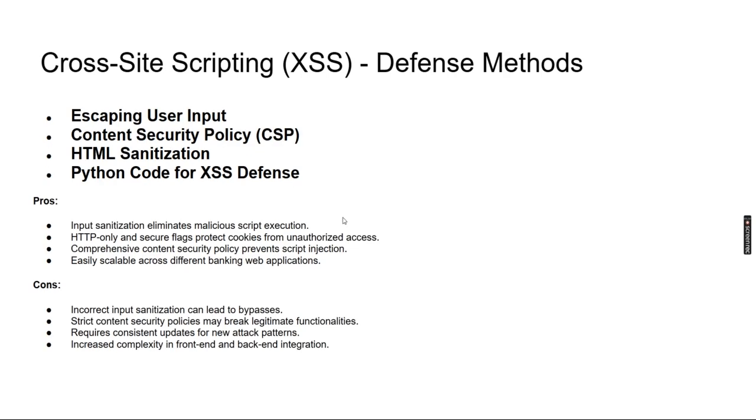So to cross-site scripting, my approach will use escaping user input to ensure that any special characters in the user input, such as a greater than sign, will be converted into HTML equivalents, and it will prevent them from being interpreted as HTML or JavaScript. Content security policy will allow us to control which scripts can run on our web applications. For instance, we can block inline scripts or restrict script sources to trusted domains.